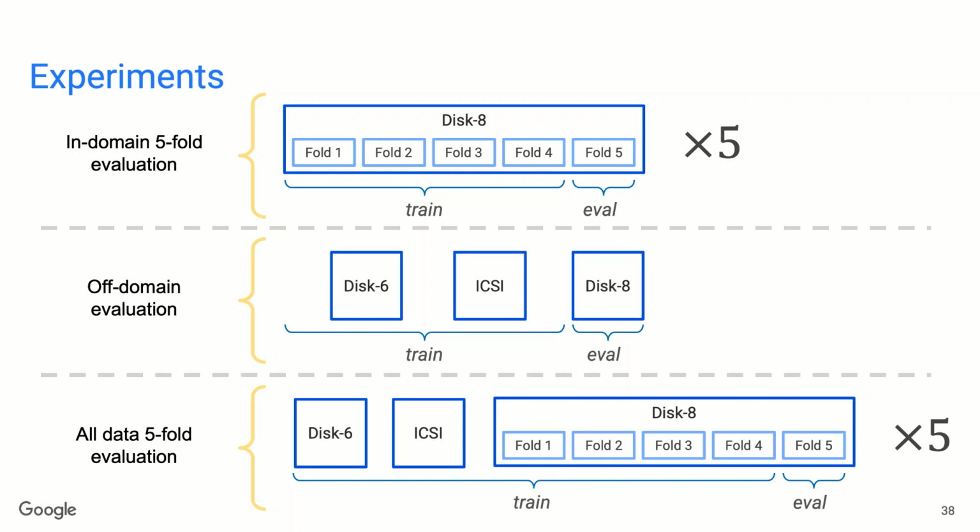The second setup is off-domain evaluation. We train on disk 6 and ICSI. Then we evaluate on disk 8. The last one is in-domain plus off-domain. Evaluation is still 5-fold on disk 8, but training will also include disk 6 and ICSI.